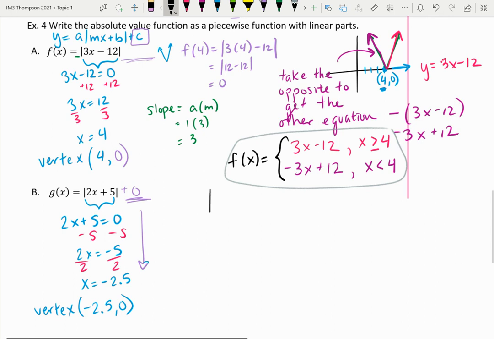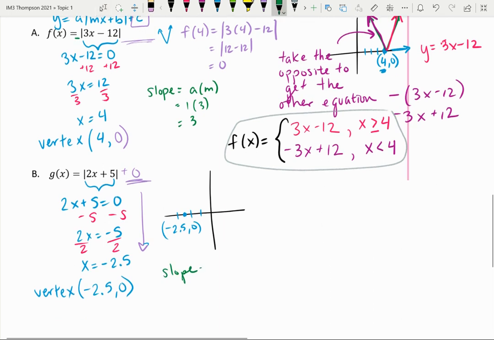So when I go to sketch this, let's see, (negative 2.5, 0). This opens up again. Let's look at the slope. The slope is going to be 1 times 2, so I have a slope of 2. So again, it's going to open up and it's going to be a little steep. Just to get an about.